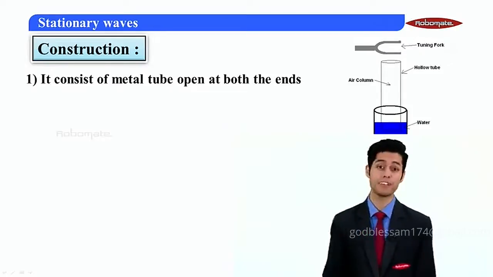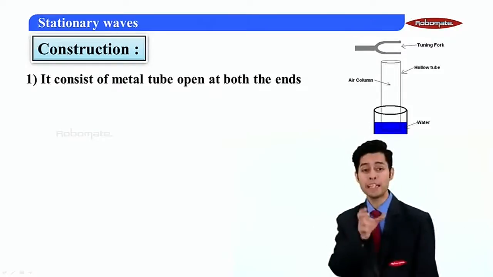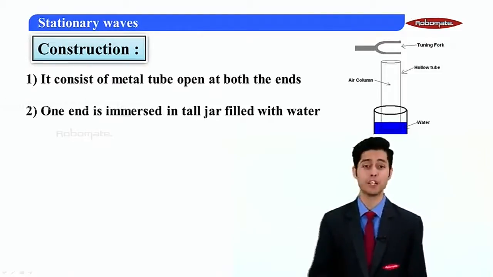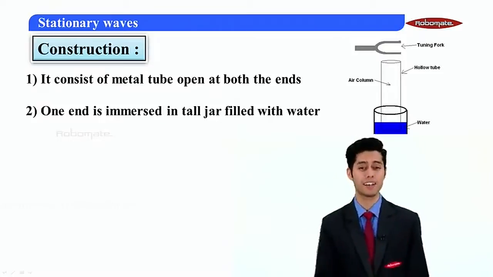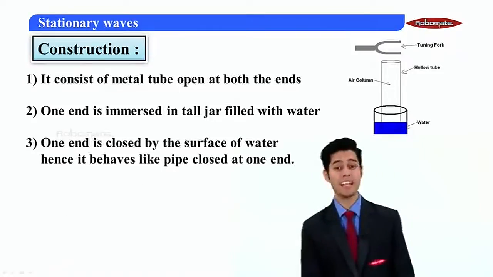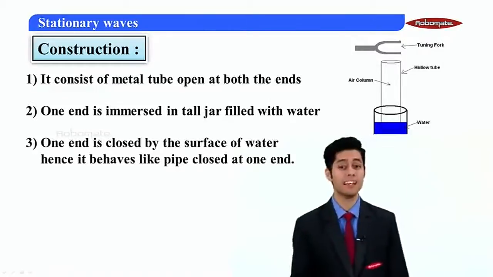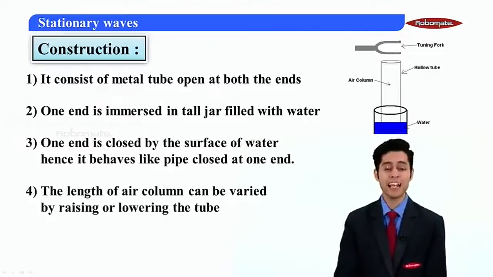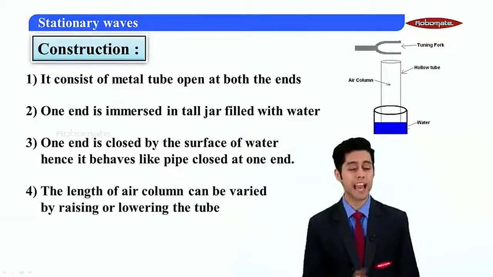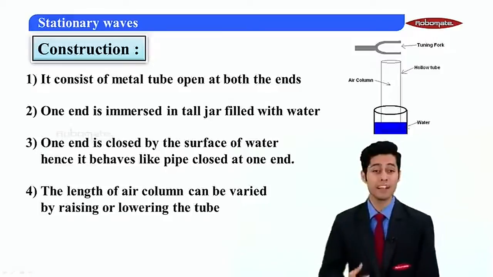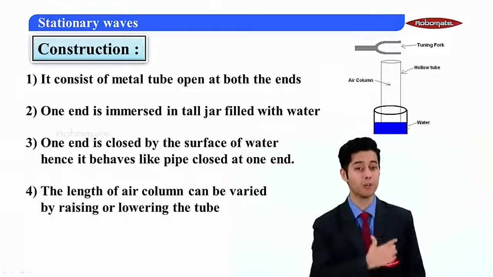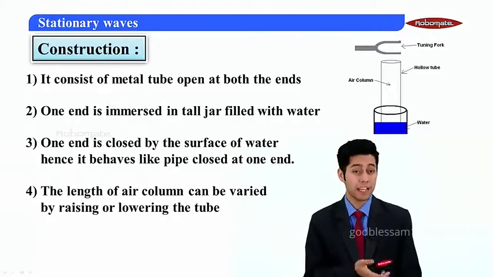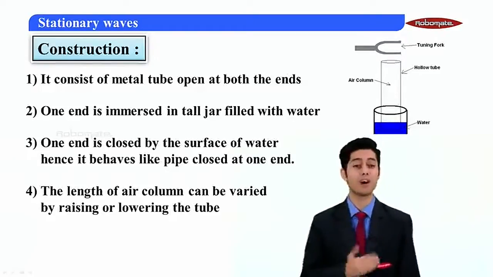The very first point says that it consists of a metal tube which is open at both the ends. Now one end of this metal tube is immersed in a tall jar which is filled with water. One end is closed by the surface of the water, and hence it behaves like a pipe which is closed at one end. So can I say that the length of the air column can be varied by raising or lowering this hollow tube? If I dip the hollow tube into the water, the length of the air column will reduce. If I take it out, the length of the air column will increase.